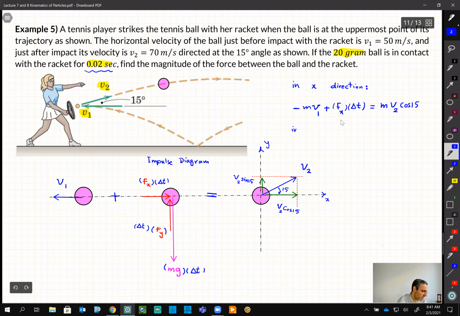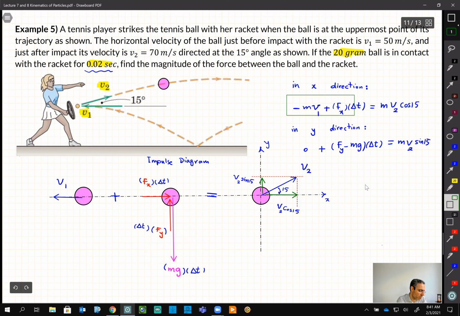What about the same things in y direction? In y direction, I don't have any things to start with. Then I have Fy minus mg multiplied by delta t, right? I just factor this delta t, so it's going to be like that, equal to m v2 sine 15. Problem solved, right? We have all the information that we need.